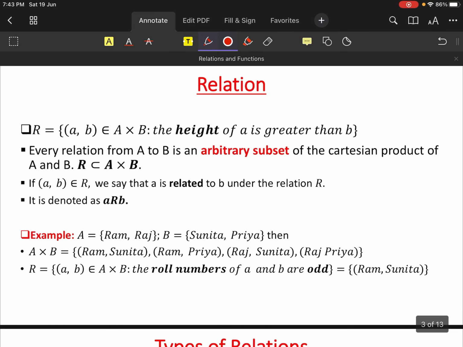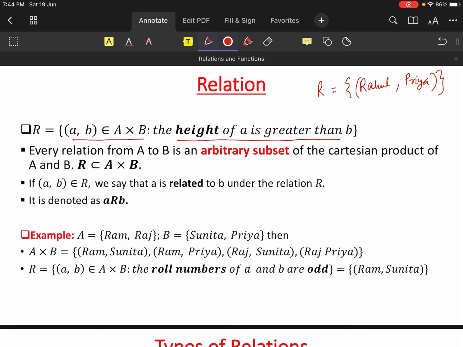Now let's go deeper into this relation portion. We just pick one of them: (a, b) is an element of A cross B, where the height of A is greater than that of B. You will have only those ordered pairs in which the height of the boy is greater than the height of the girl. Suppose the height of Ram is shorter than the height of Priya, so we cannot have Ram and Priya as an ordered pair. Now suppose the height of Rahul is greater than the height of Priya, so we will have Rahul comma Priya in the relation.